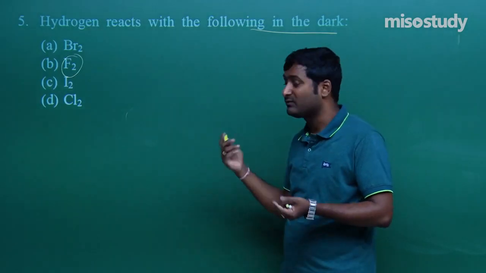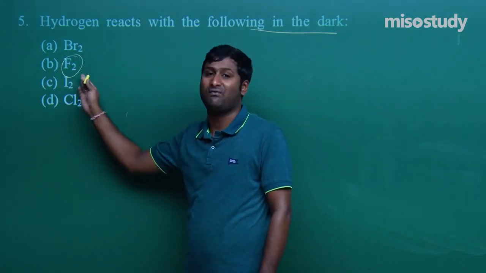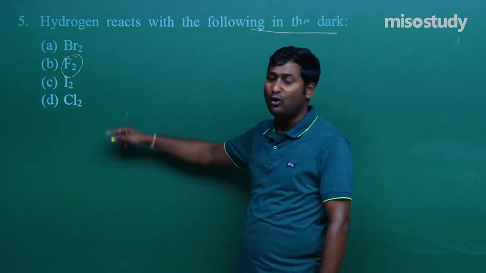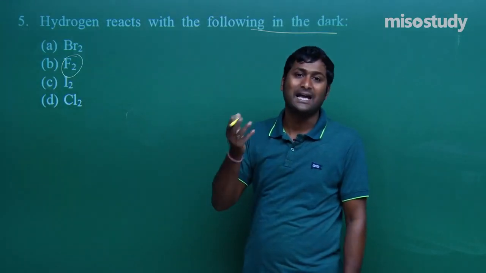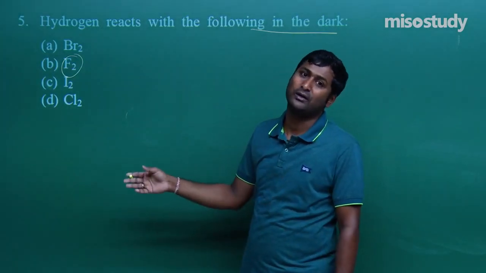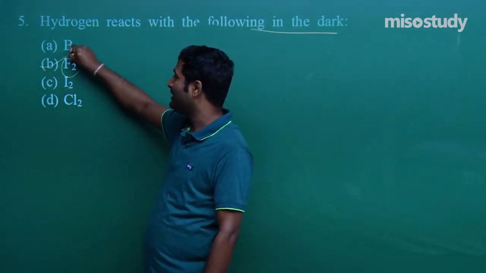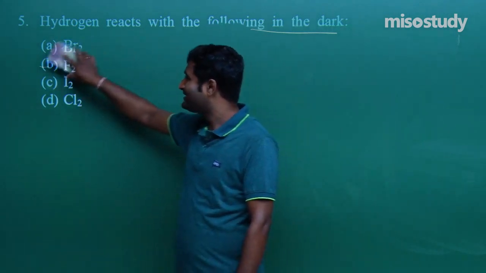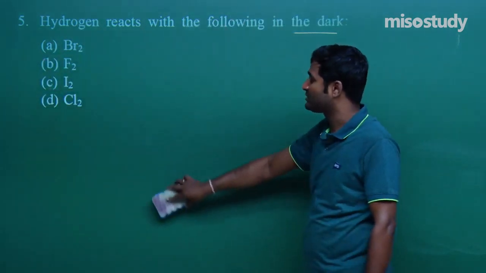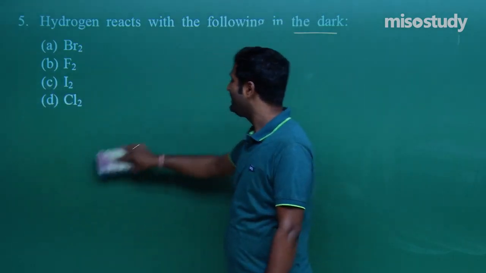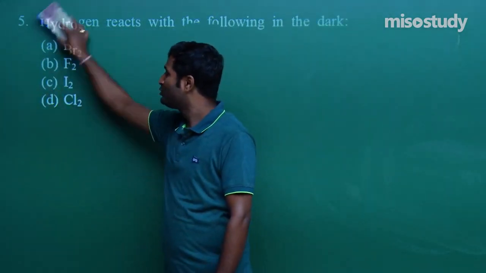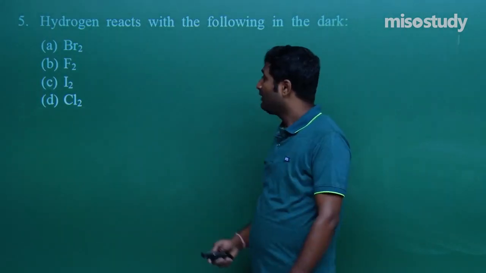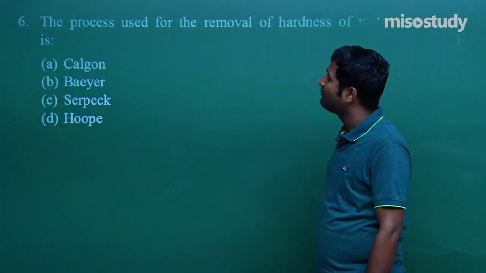So in this case, which one is more reactive? Fluorine, high electronegativity. Do you remember this? So hydrogen does not require any initiating agent to react with fluorine. So the answer will be B, fluorine. Clear to you, friend? Now this question is a completely theory based question. It does not require any calculation. It just requires going through the syllabus, through the chapter. Okay, friend. Now let's move to question number 6.